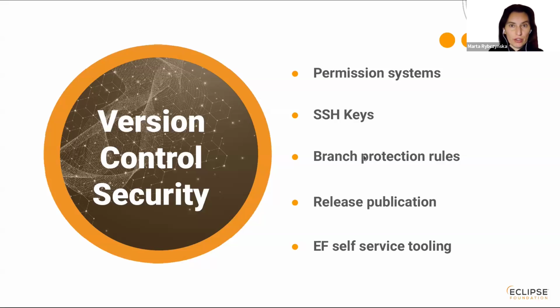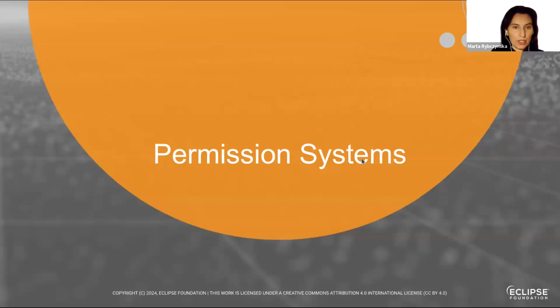So what is version control security? We have quite many things in there that we're going to cover today. We have permissions, we have SSH keys, the branch protection rules, best practices for releases, and we'll mention the Eclipse Foundation self-service tooling that you can use to configure many of those things. So let's get started. First, permissions.